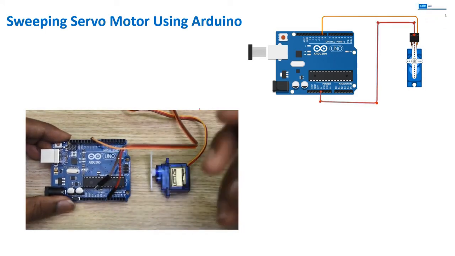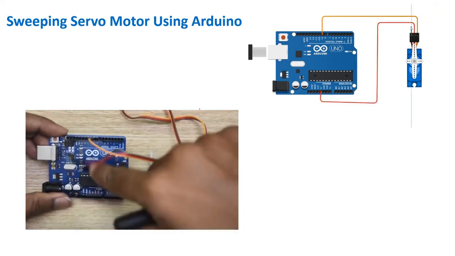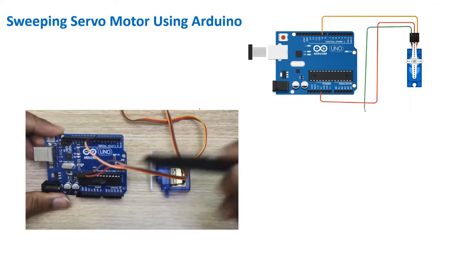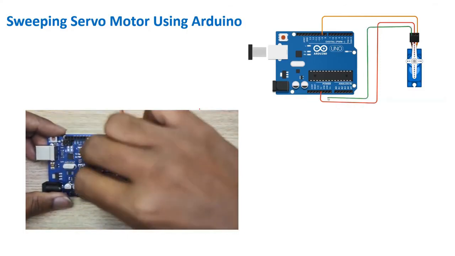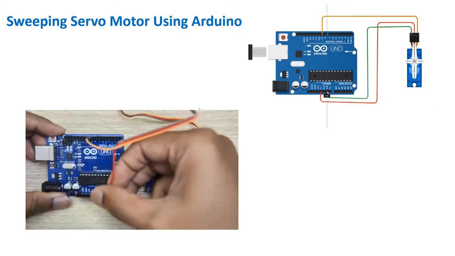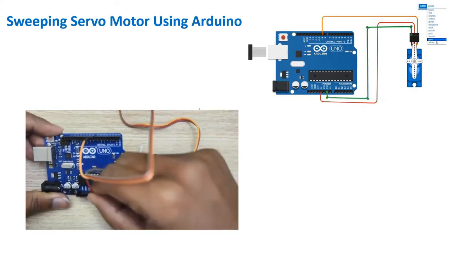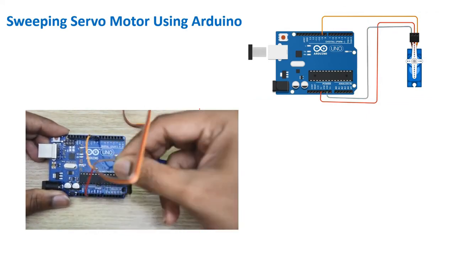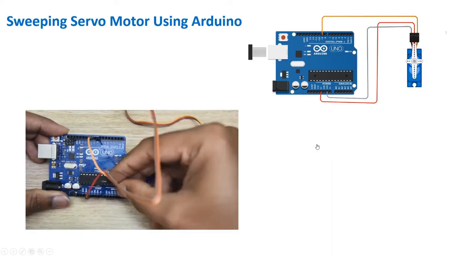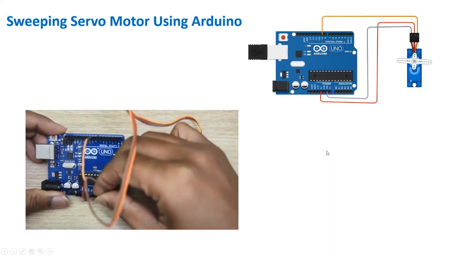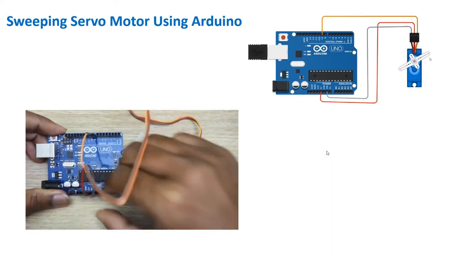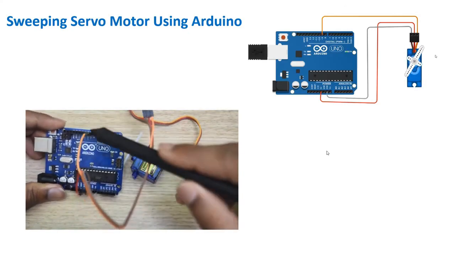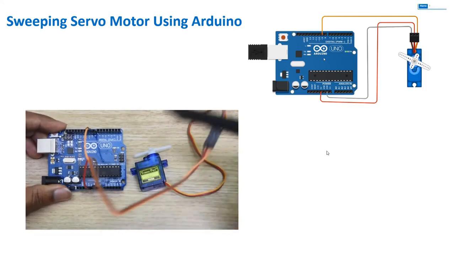Now the red wire will be connected to the power pin, that is the 5V power pin. And finally the brown wire will be connected to the ground. Here you can see, and for your reference I have also given another simulation video. This is the way we'll connect the 3 pins: one will be ground, one will be 5V, and one will be the data pin.